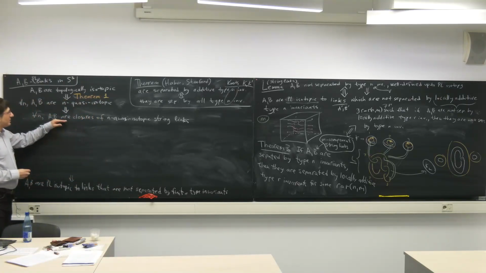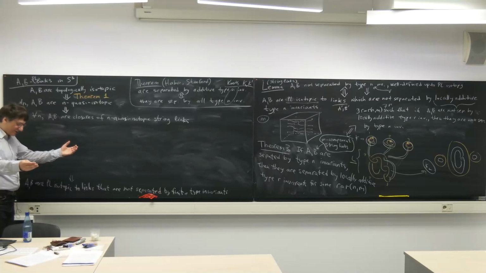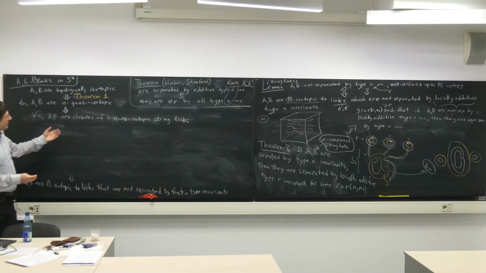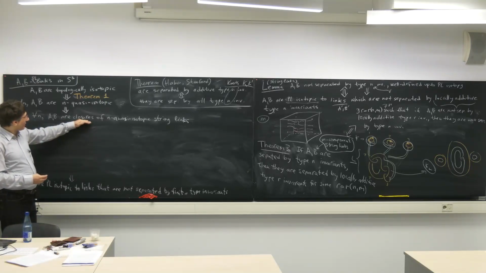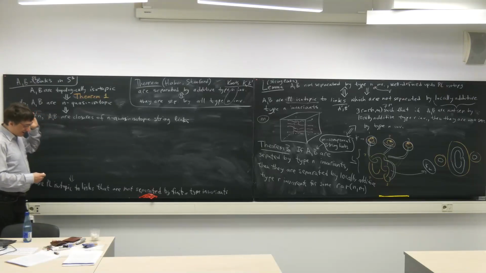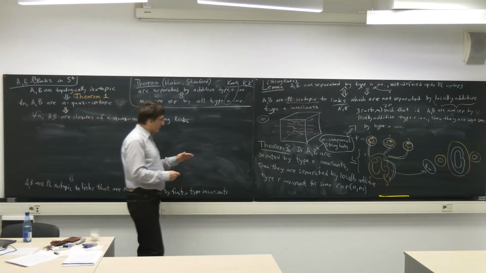But we need a little bit more. We have two different links. We can of course represent them as closures of two string links, but the question is whether these string links will be n quasi-isotopic. And actually, I cannot do the same closure for all n. So I have to put n here because I will have different closures for different n. Well, for A, I can take the same closure for all n.